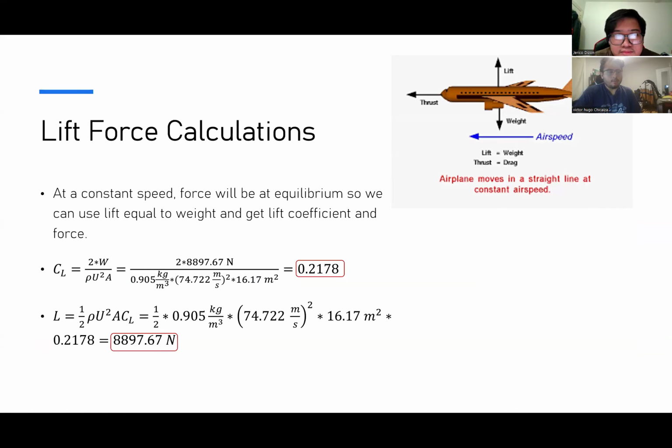To calculate our lift force, we are assuming that the plane is flying at a constant speed, which means the forces on the plane will be at equilibrium. So we can set up that lift is equal to the weight of the plane. By that, we can manipulate the equation to calculate the lift coefficient, and from there get the lift force. As you see below, we got a lift coefficient of 0.2178, and using that, we got a lift force of 8,897.67 newtons.